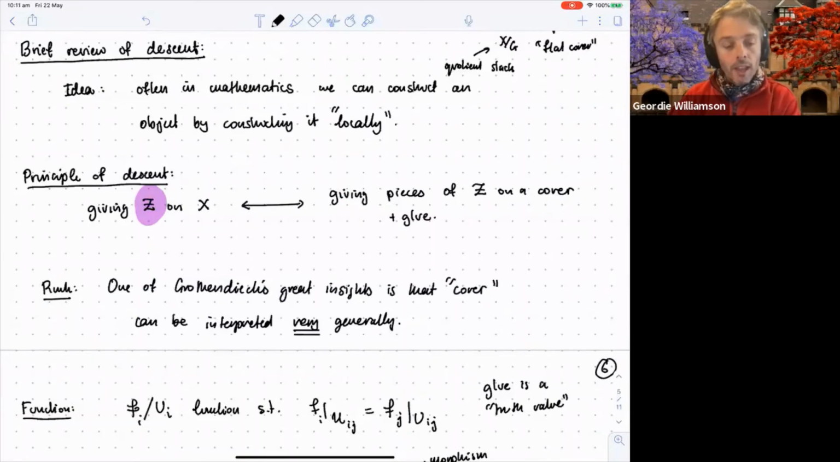the same thing as to give functions on the open cover such that some truth value is satisfied, namely that the values of these functions on intersections, so U_ij is U_i intersect U_j, agree. So now we only have a condition coming from intersections of two open sets.